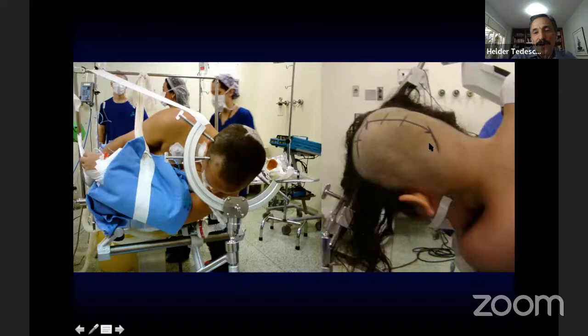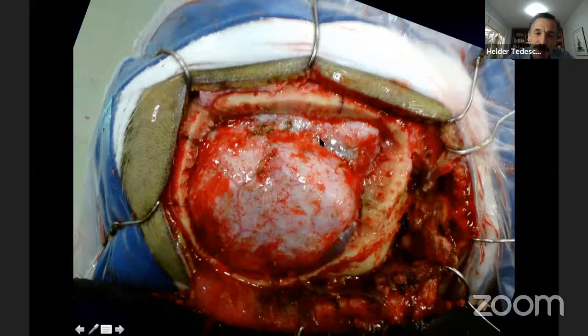So make sure to have enough exposure so that your craniotomy will be big enough like this. This is the superior sagittal sinus. This is a transverse sinus here. And there should be enough space here so that when the occipital lobe falls by gravity, it will not lean against a sharp edge of bone that can damage the brain tissue here. So a good size craniotomy would avoid that.